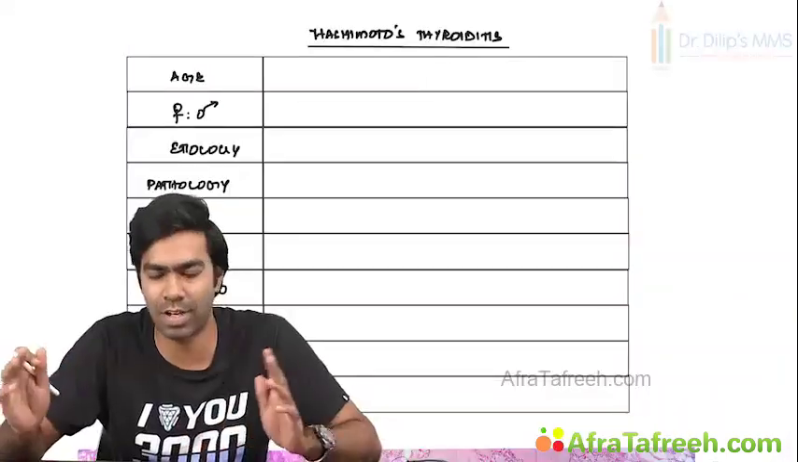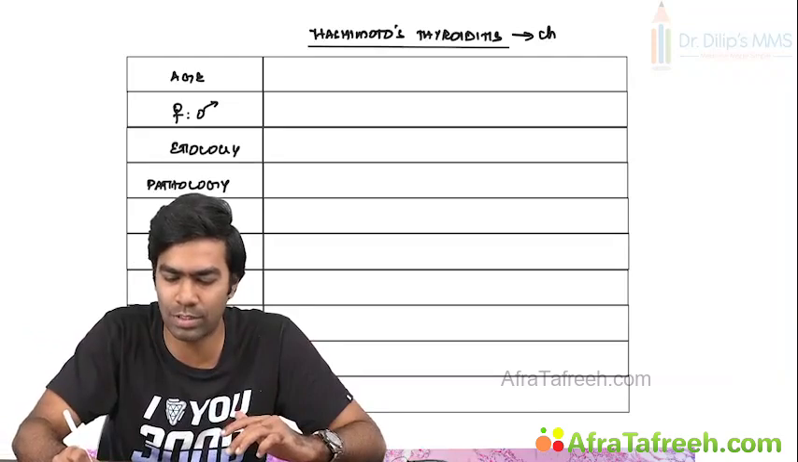So let us move on to the first type of thyroiditis, which is one of the very common entities called Hashimoto's thyroiditis. I've given a table like this to make you understand better. Finally, I will consolidate all the tables and give it as a final table for your reference. So let us see the features of Hashimoto's thyroiditis.